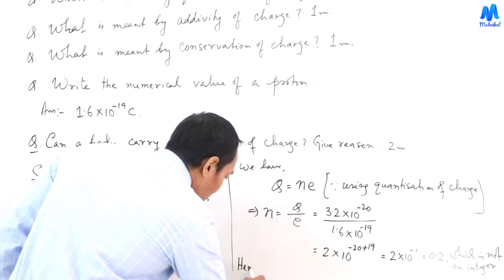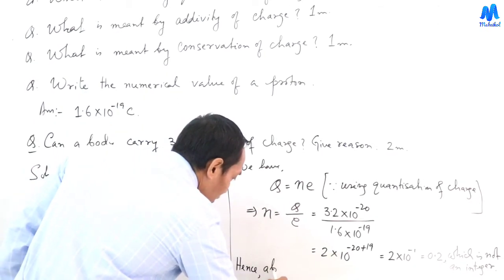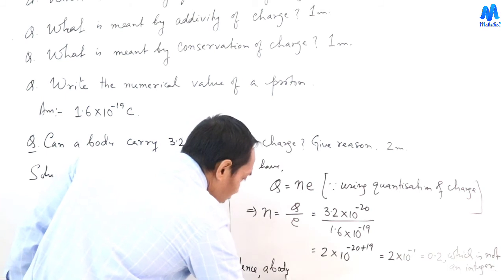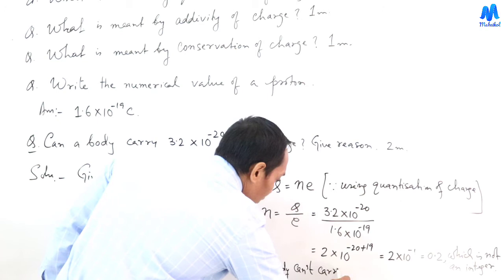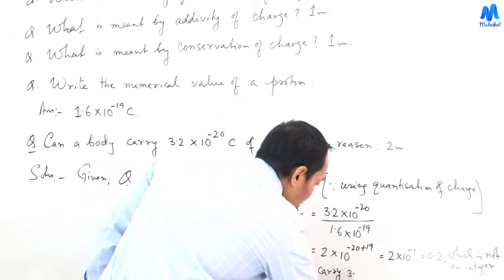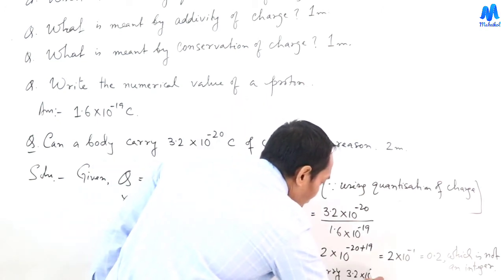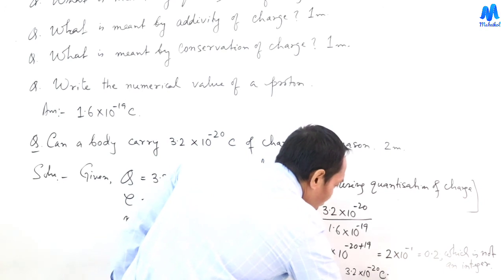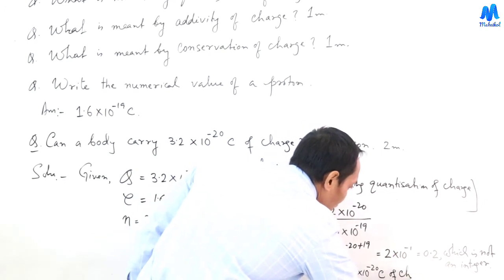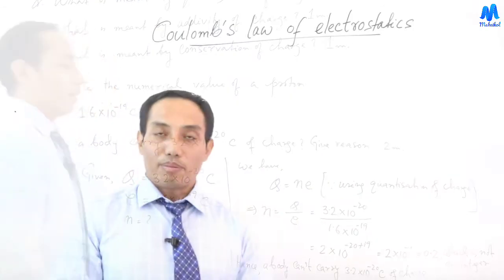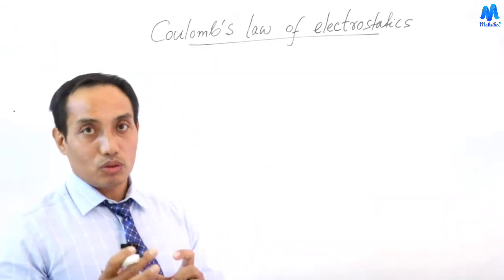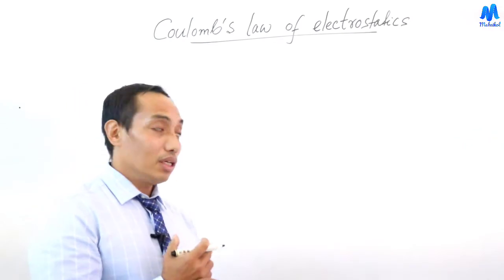Hence, a body cannot carry 3.2 into 10 to the power minus 20 Coulomb of charge. That is the answer. So the next topic, unit number 1, that is Coulomb's law of electrostatics.